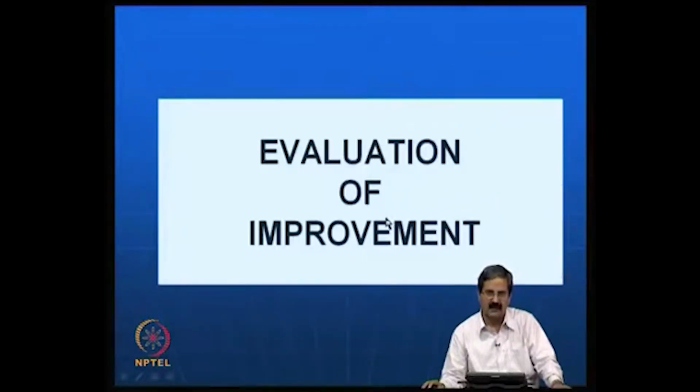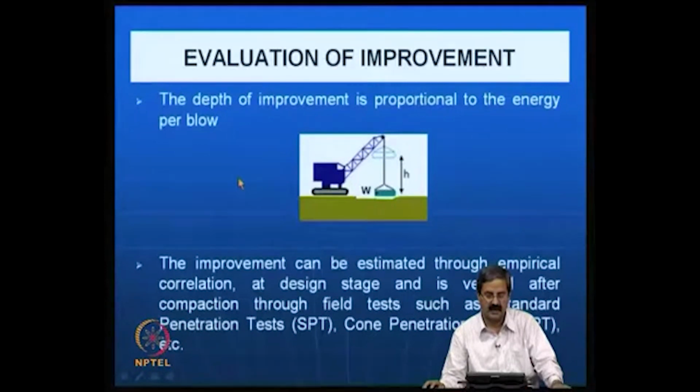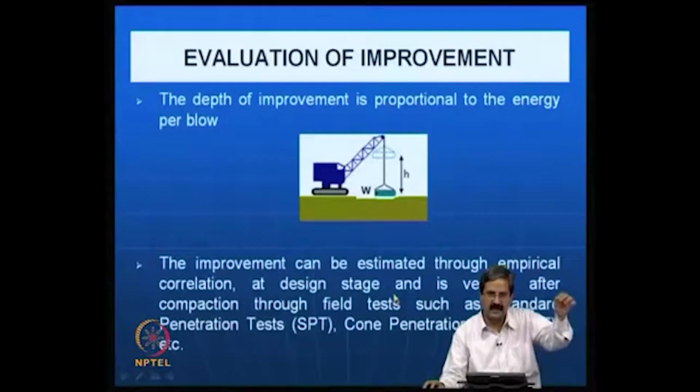Then how do you evaluate the performance of these materials which are improved using dynamic compaction? We will see that. As I just mentioned, the depth of improvement is proportional to energy per blow. You have some weight, you have some energy, and that much energy is imparted to the system. How do you assess whether it is improved or not? The best way, as geotechnical engineers, we know, is that before construction we take SPT values with depth. So, for example, 20 meters is the depth of improvement required.